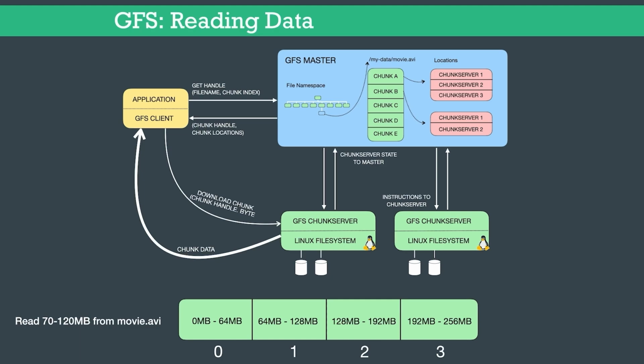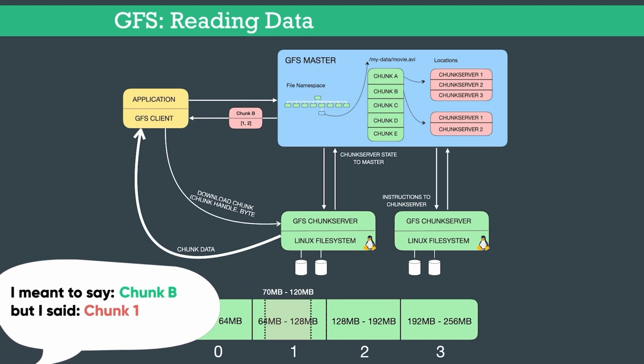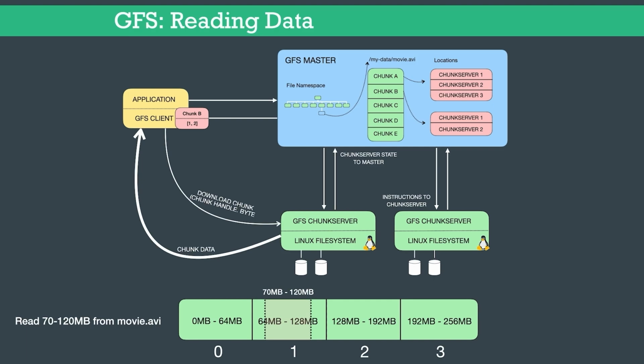The client knows that the chunk size is 64 megabytes, so it calculates the chunk index. Let's say that chunk indexes start from 0, so data ranging from 70 megabytes to 120 megabytes will be in the chunk with index 1. The client requests the chunk handle from the master for file, movie, and chunk index 1, and the master responds with chunk handle, chunk 1, and locations where this chunk handle is stored, which is Chunkserver 1 and Chunkserver 2.